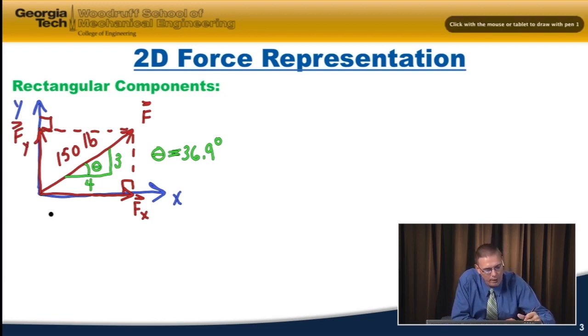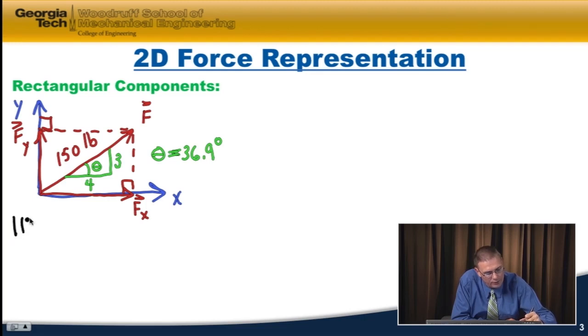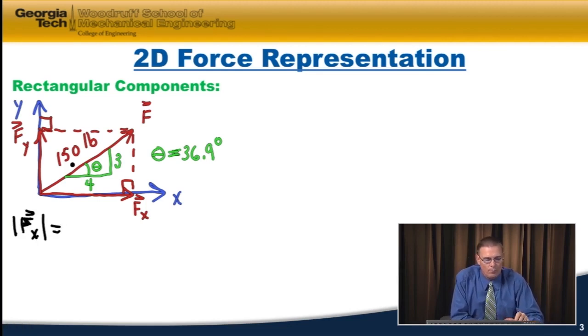So if I want to find the magnitude of the x component, it's equal to, okay, let's consider this by trigonometry. We have our hypotenuse, which is 150. This is our adjacent side, and this is our opposite side. So the F sub x component, rectangular component, is the adjacent side, or the cosine. So we have 150 times the cosine of theta.